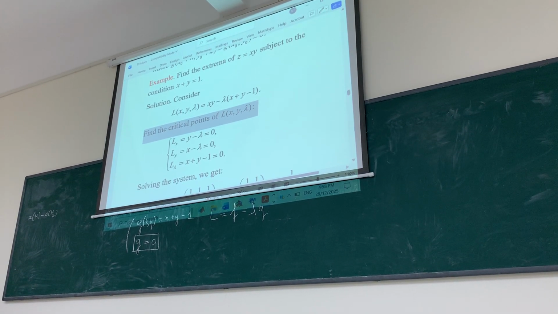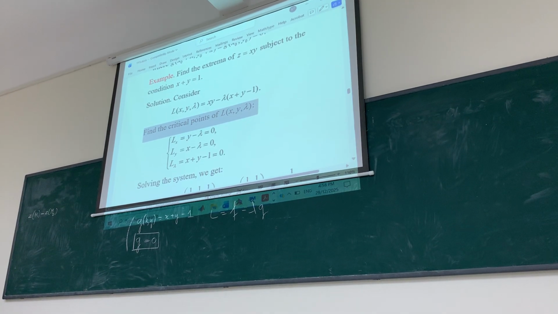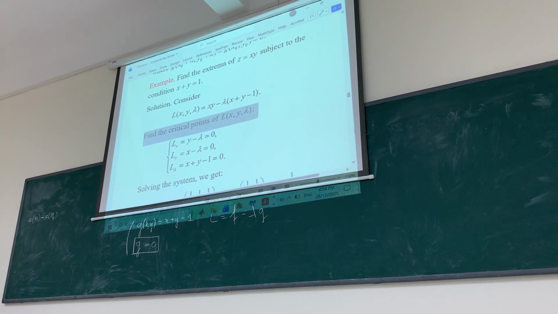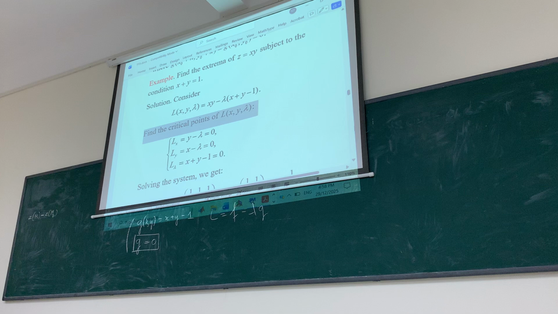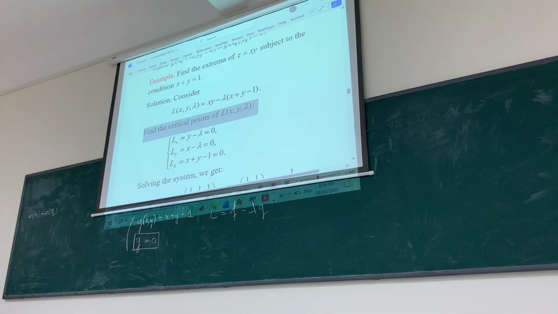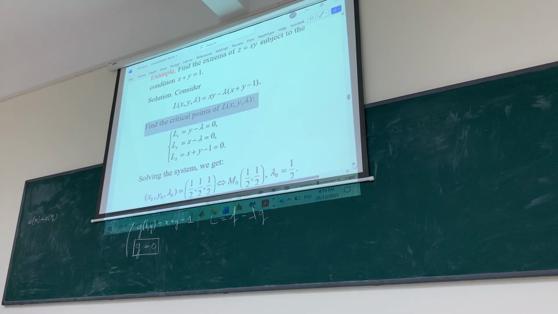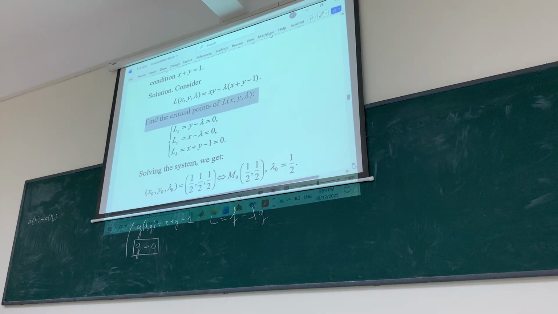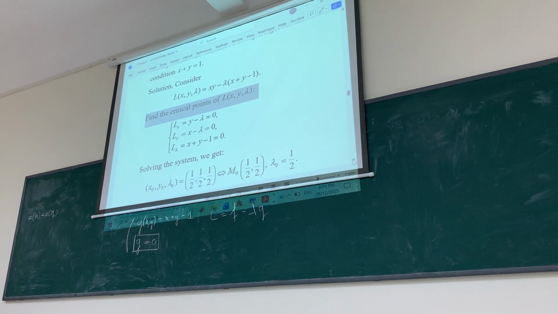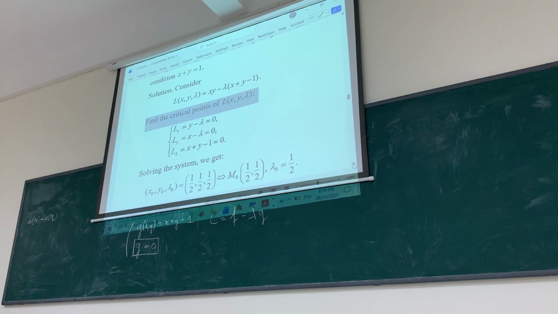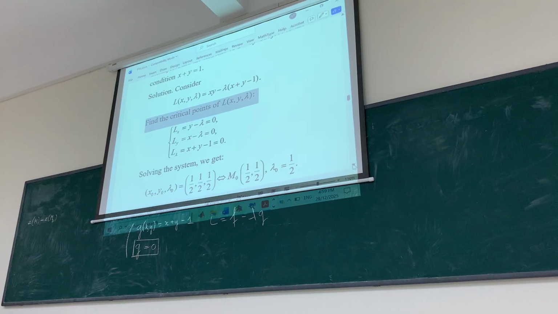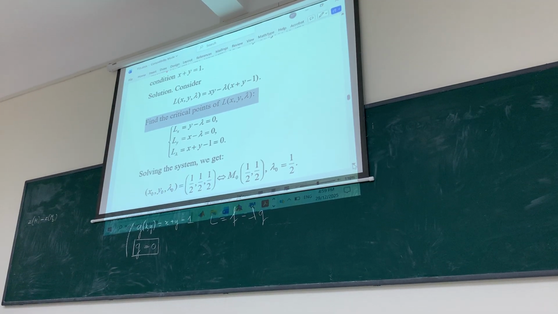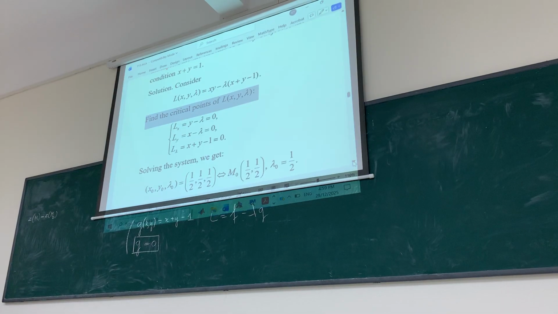Okay? The equation here, we can show the system. We obtain one source: x equals y equals 1/2. Very easy to find. So the system gives us the critical point of function L: 1/2, 1/2, 1/2. Corresponding M0 is 1/2, 1/2, and lambda 0 is 1/2.